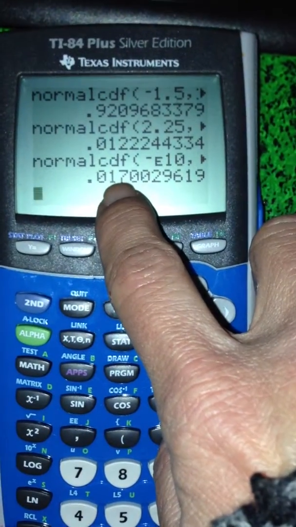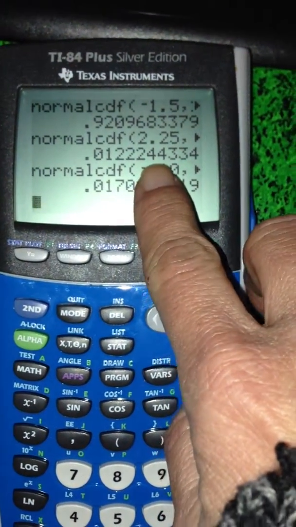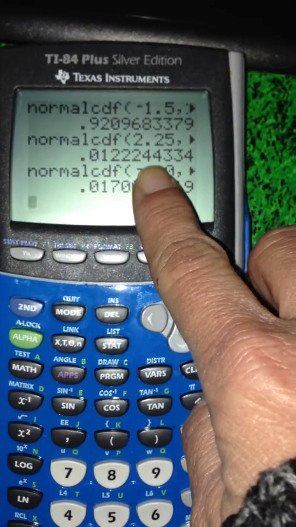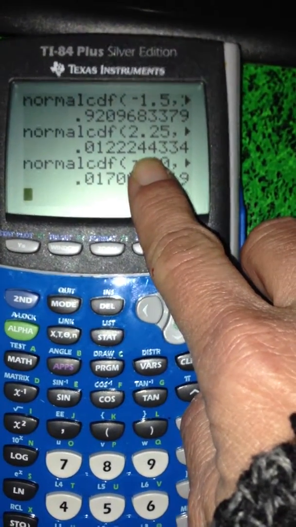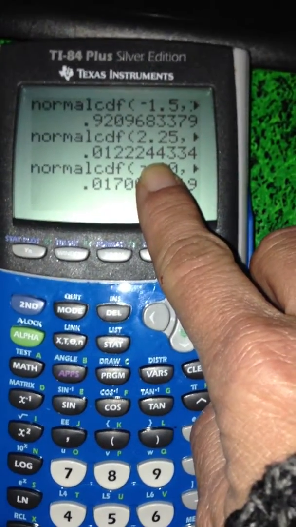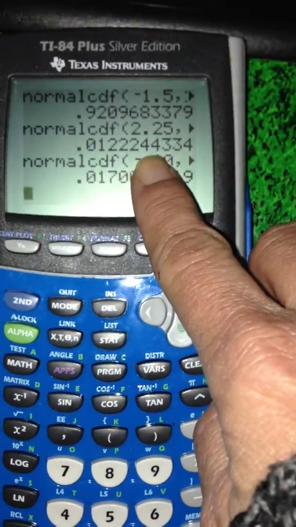Still doing 1, 2, 3, and 4 places. And so that would be what I would round it off and give that probability as. And that was exactly what we found in our table when we looked up the probability of being less than negative 2.12. So that's how to use our calculator.